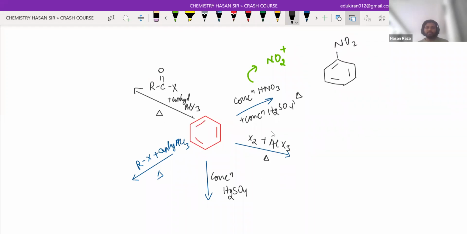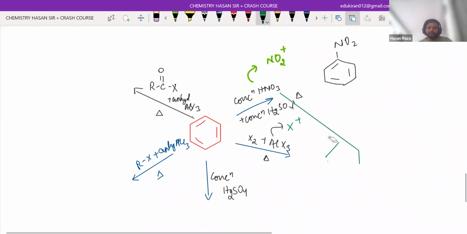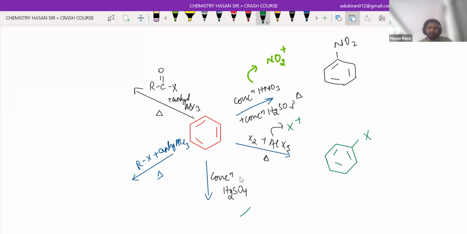And X2 with AlX3, this is basically the formation of an electrophile that is X plus. Here there will be addition of this. X will attack any position of the benzene. And here there will be formation of SO3, this is the electrophile. So it will attack on the benzene.